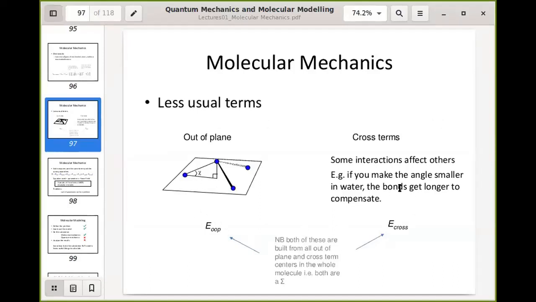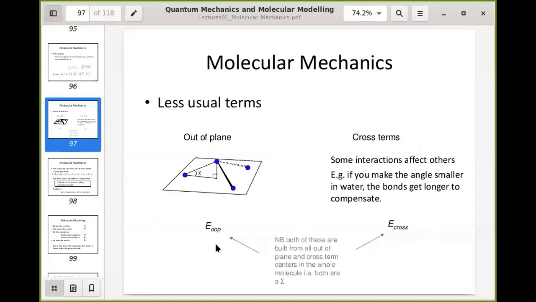Some people do calculations involving cross terms, and the best example of this is with water. If you try and force the angle in water to get smaller and smaller, the bonds of the HO bonds in water get longer to compensate. So you might want to then change your equilibrium bond length if you're changing the bond angle. So cross terms can enable that to happen.